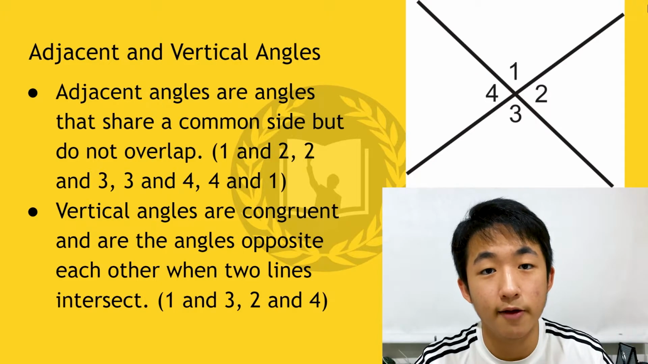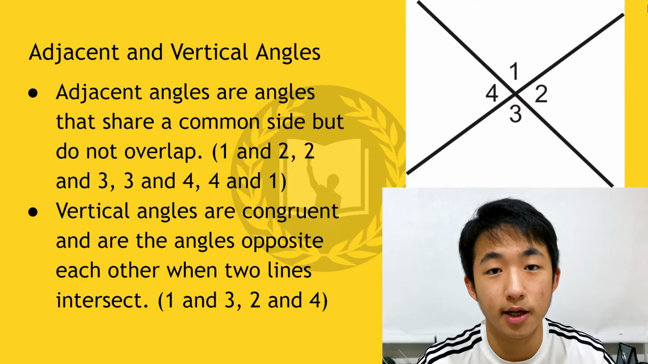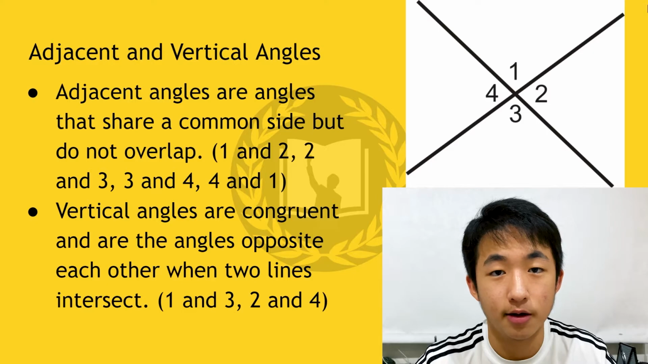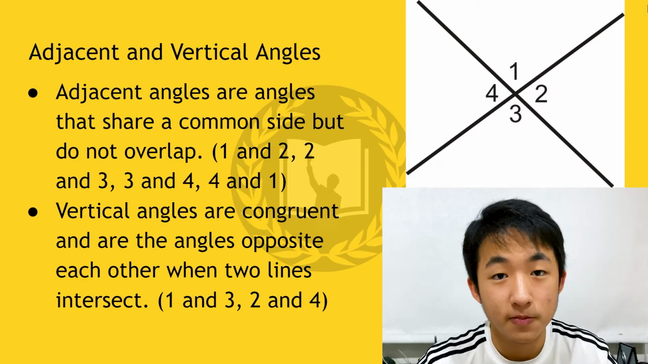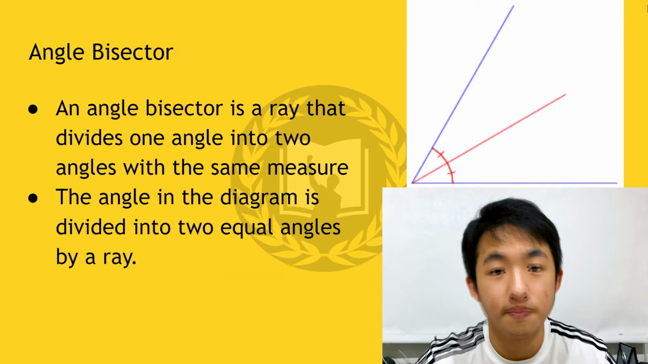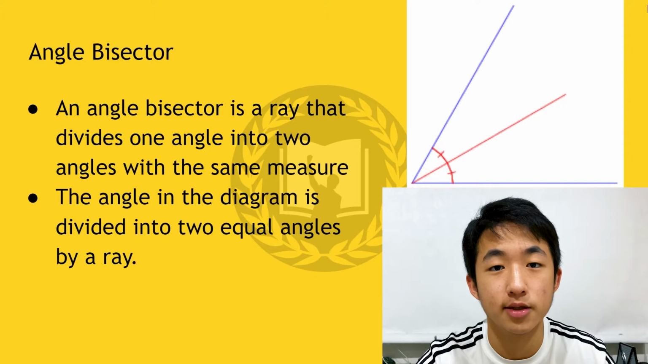Now onto adjacent and vertical angles. Adjacent angles are angles that share a common side but do not overlap. In this case, as seen in the diagram on the right, the adjacent angles are angles 1 and 2, 2 and 3, 3 and 4, and 4 and 1. In this case, if you haven't noticed yet, these angles are also supplementary. Vertical angles, on the other hand, are congruent angles that are opposite of each other when 2 line variations intersect. Examples of this angle pair from the diagram on the right are angles 1 and 3 and angles 2 and 4. Angle bisectors are line variations that essentially divide an angle into 2 angles with the same degree measure.